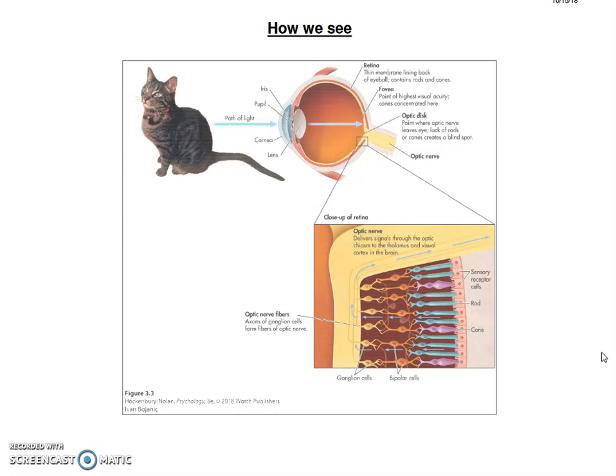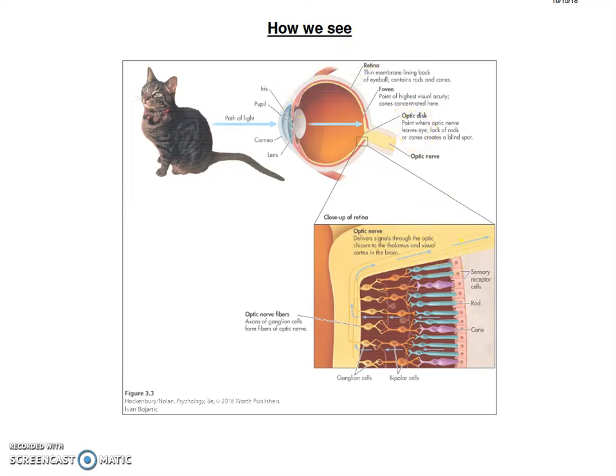Now in this picture, we have the cat, and it traces the pathway of vision. It will travel through the cornea, through the pupil, through the lens, and the image is actually inverted onto the back of the eye. It hits the retina, inverted, our brain corrects it.